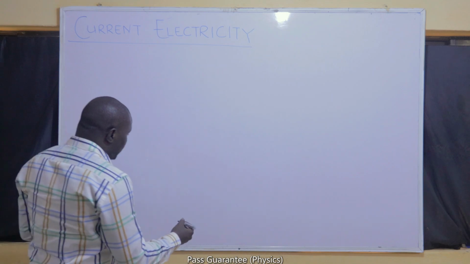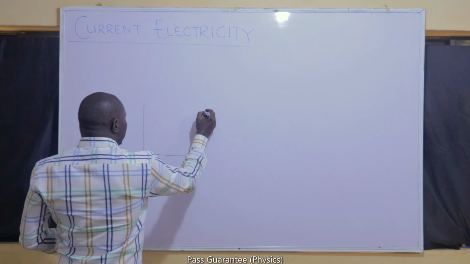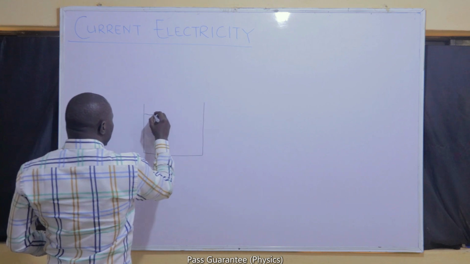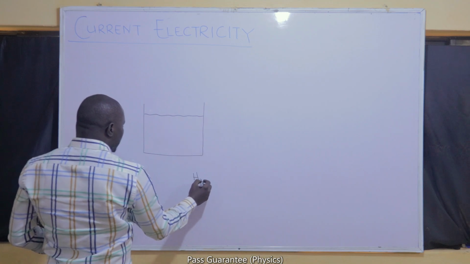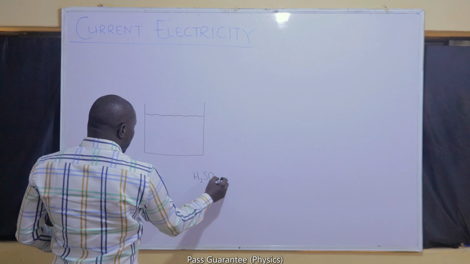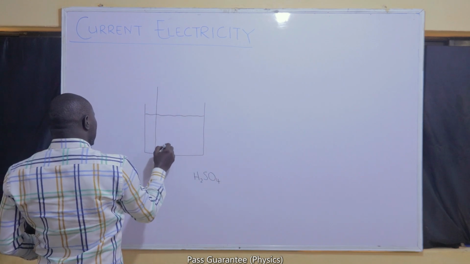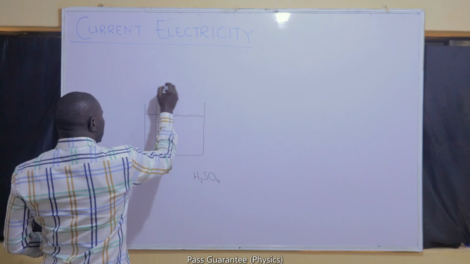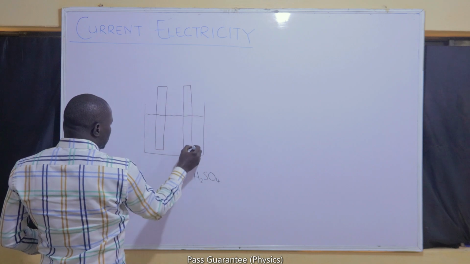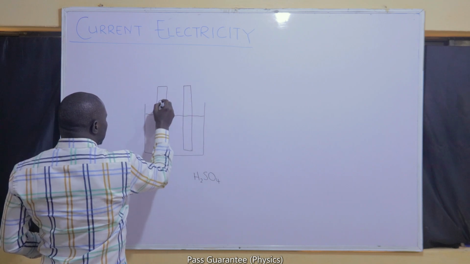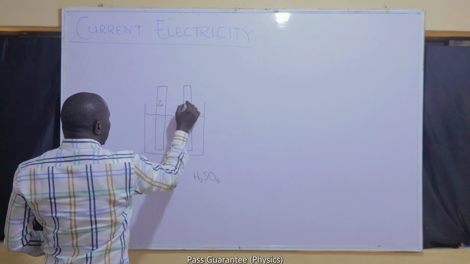Most of us are familiar with the concept, even in our chemistry, that if we have a vessel and we have a solution of an acid, let us say H2SO4, a solution of dilute acid, we call them electrolytes. If we now find two dissimilar metals, and we dip them into the solution of the acid, specifically for this purpose, I want to use zinc and copper.